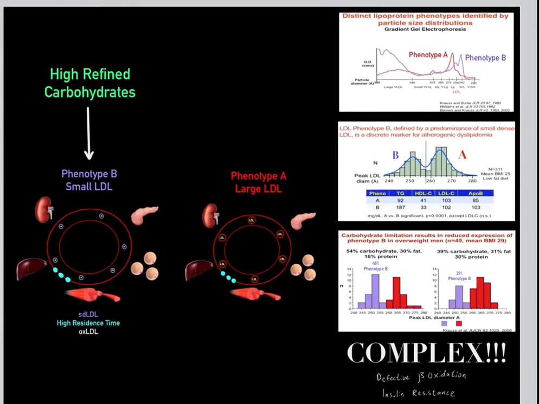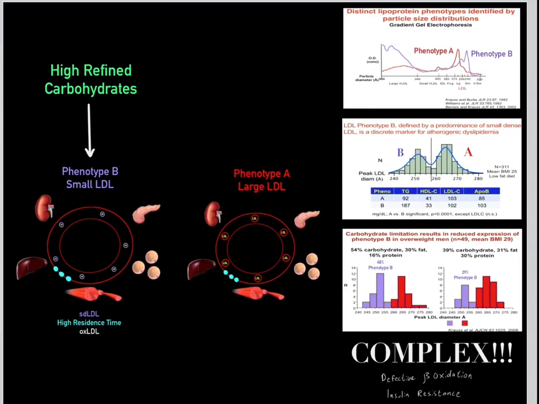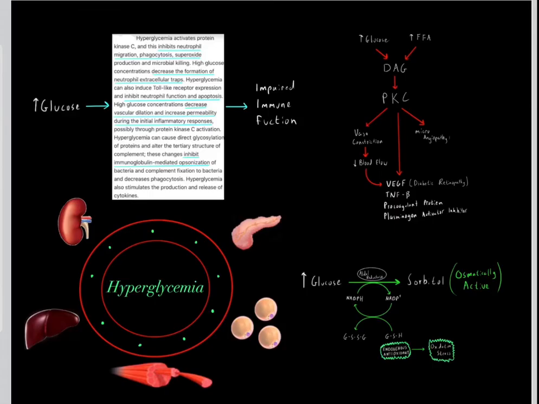So again, there are certain studies that show for certain populations that it's a high carbohydrate diet that leads to the formation of these small, dense LDL particles. And the truth is it's complicated, and there are a lot of different factors and theories for the causes of these LDL particles, but a high diet in refined carbohydrates for certain populations has been shown to lead to small, dense LDL formation. And it's known that hyperglycemia can be pathological for many different reasons.